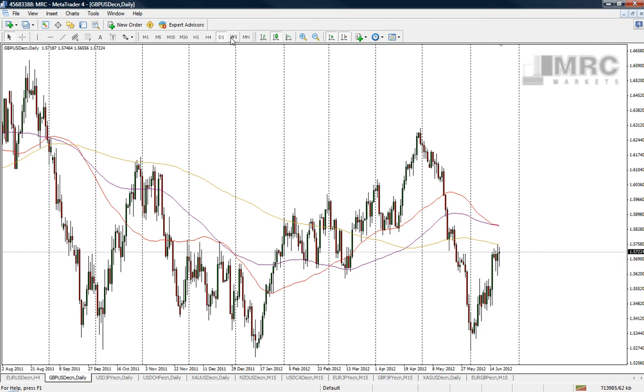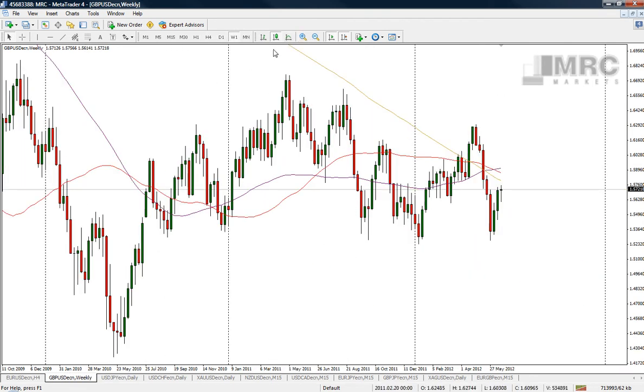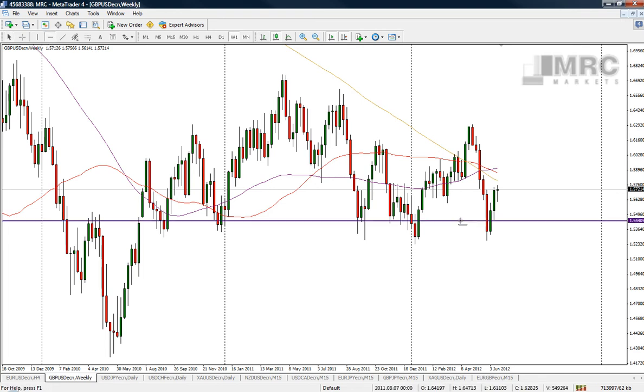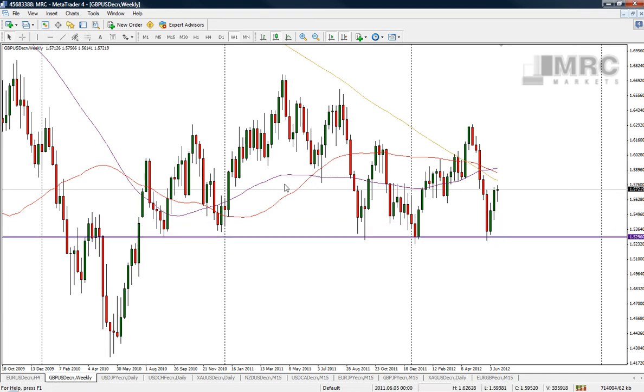Cable, what do we have? Let's quickly look at the weekly. Key support was around here. We've spoken about this for the last few weeks now, and you can see three weeks ago we had a nice bounce off it.